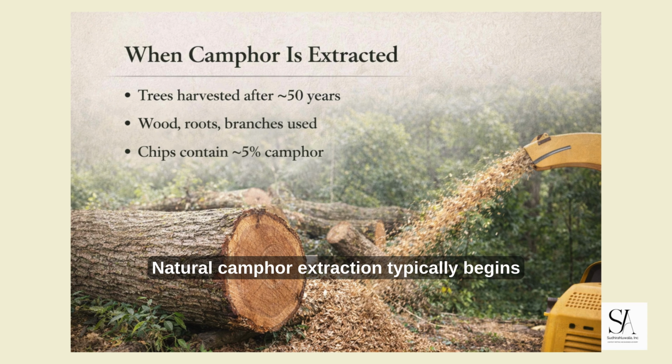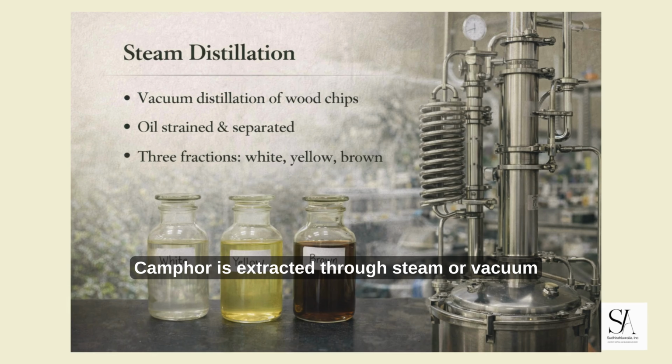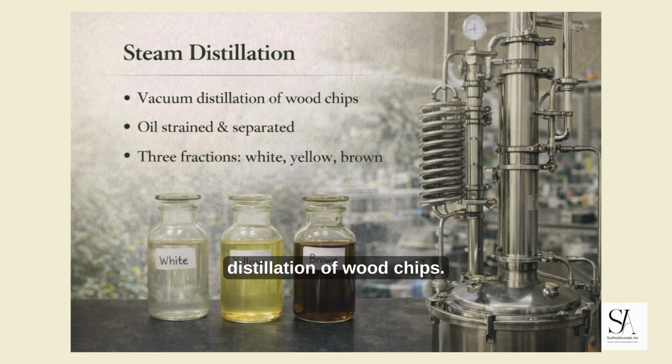Natural camphor extraction typically begins only after a tree has reached maturity, often 50 years or more. The wood, roots, and large branches are harvested and processed. These components are chipped, and the chips themselves contain roughly 5% camphor by weight. This means that large quantities of wood are required to obtain relatively small amounts of camphor, a key reason why ecological impact becomes significant. Camphor is extracted through steam or vacuum distillation of wood chips.